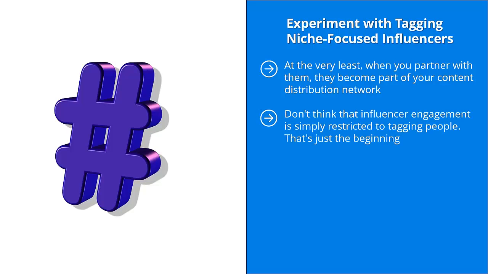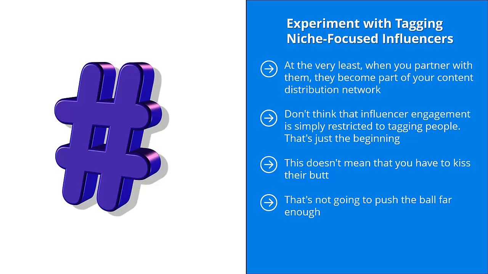Don't think that influencer engagement is simply restricted to tagging people. That's just the beginning. That's actually the tip of the iceberg. They can do so much more for you. You just have to continuously engage them and be social. This doesn't mean that you have to kiss their butt. This doesn't mean that your stock response to all of their posts is amazing post or great post, I love it. That's not going to work. That's not going to push the ball far enough. You have to actually engage.